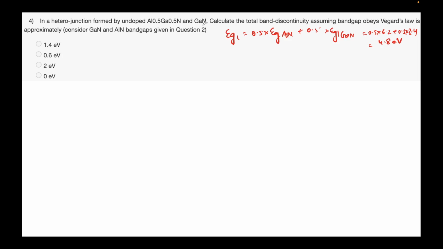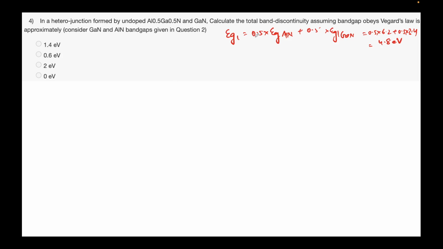So left is 4.8 and this is 3.4. First of all, I am ignoring the band bending: if the Fermi levels are not the same in both semiconductors, some electrons or holes will drift from one side to the other, which will give rise to a depletion region. Okay, I am ignoring that for this problem. But that is always the realistic picture.